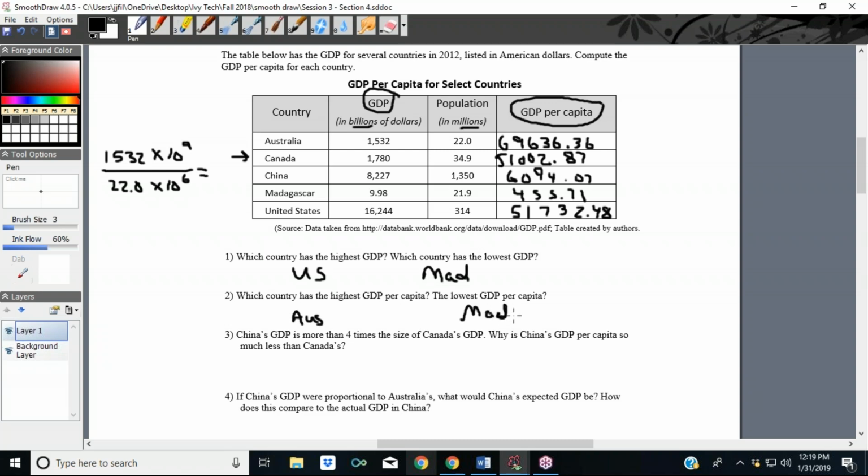So it says China's GDP is more than 4 times the size of Canada's. Why is China's GDP per capita so much less than Canada's? What do you think? Yeah, there are so many more people. Look at the huge difference in people. So yep, just the sheer population that China has compared to Canada.